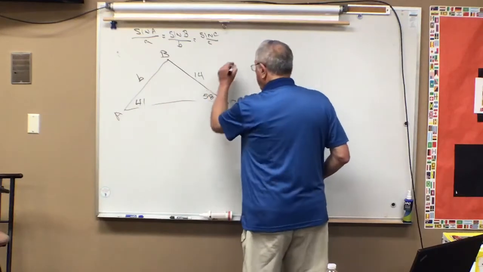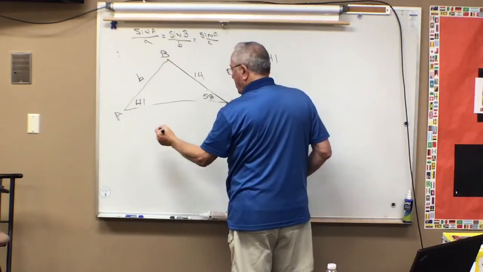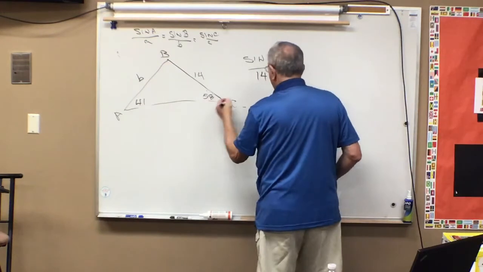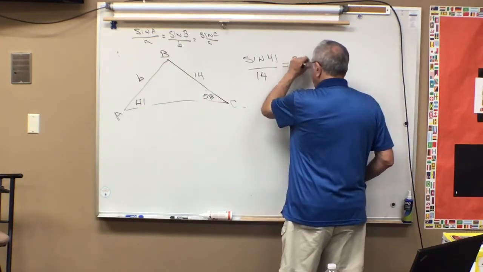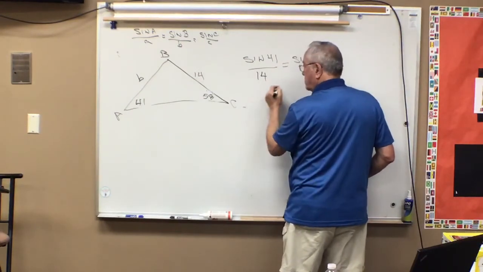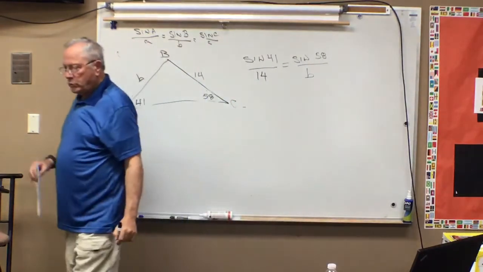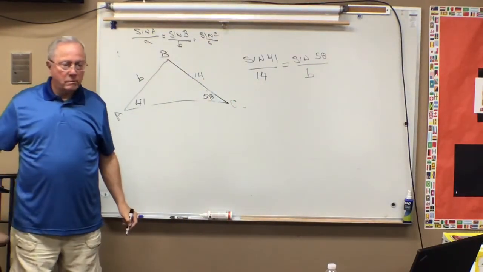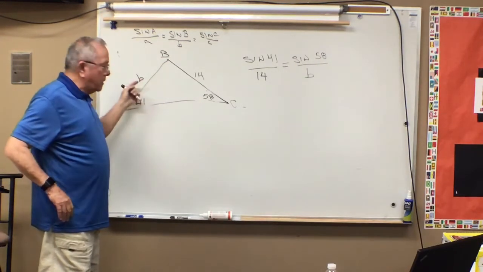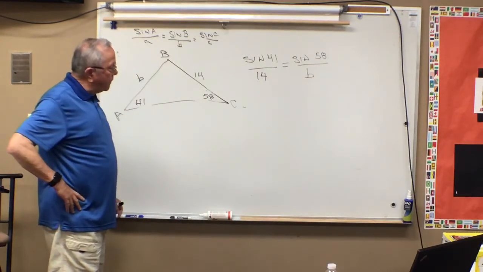So the sine of 41 over 14, right, equals the sine of what? 58 over b. Sure you follow what I'm doing, because I'm taking the sine of 41 and the sine of 58, and now I can solve for b, can't I? Now we're going to do the same thing, okay?